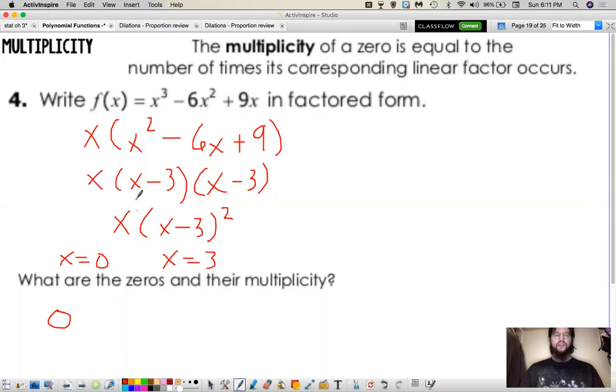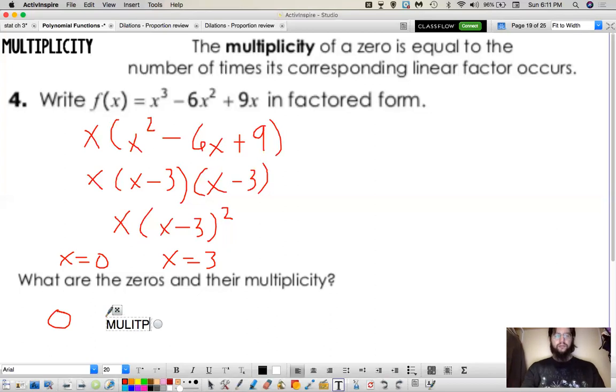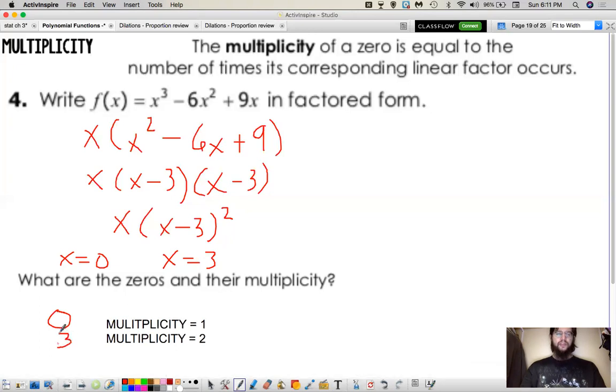The multiplicity of 0 is, well, there's a power of 1 there, so 1. If I spell things right, I hope. Yeah, so on the 3 right here, that has a squared, so our multiplicity is going to be 2 for that zero. So we have 0 with a multiplicity of 1 and 3 with a multiplicity of 2. We'd write that, 0 multiplicity of 1 and 3 multiplicity of 2. So that's one way you might notate it.